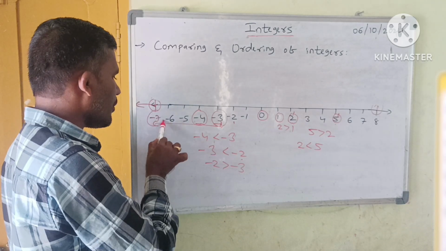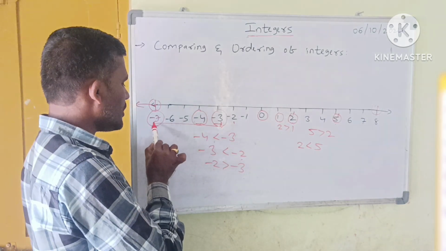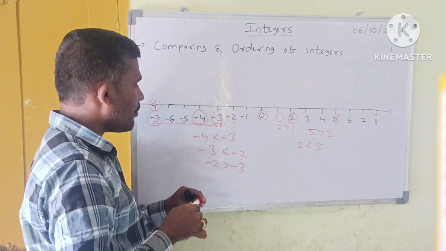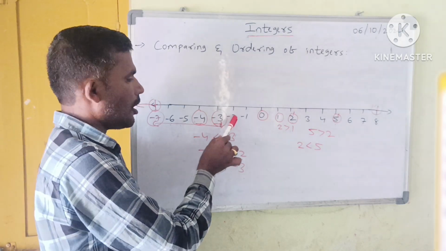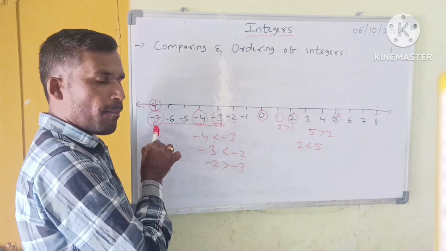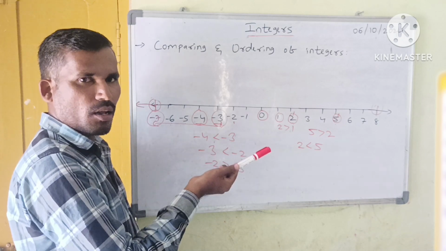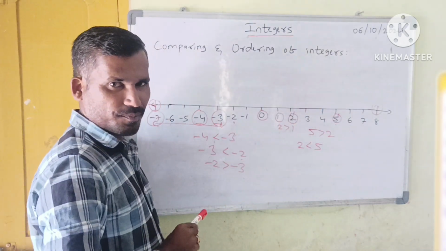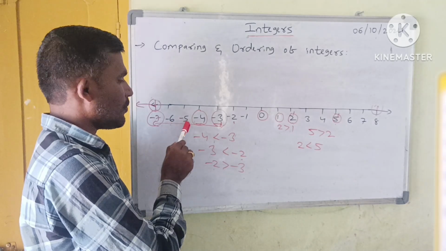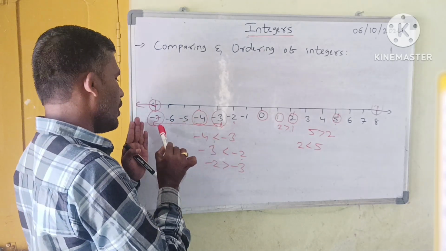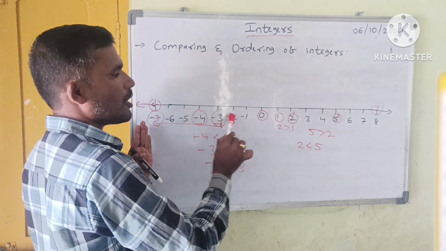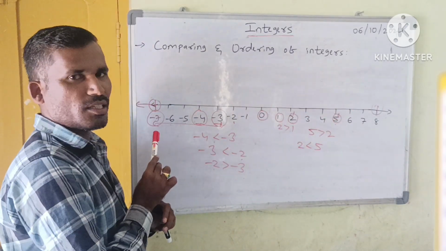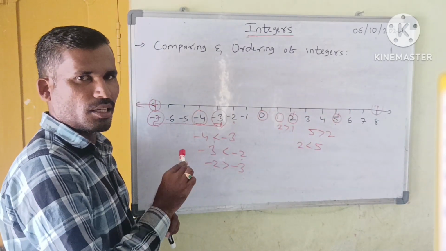And for example I am taking minus 7. Minus 7 is on the left side of minus 6, minus 5, minus 4, minus 3 and so on. So minus 7 is smaller, or less than, all these numbers. Not only minus 6 and minus 5, but for whatever numbers are on the right side of minus 7, minus 7 is smaller than all of them.